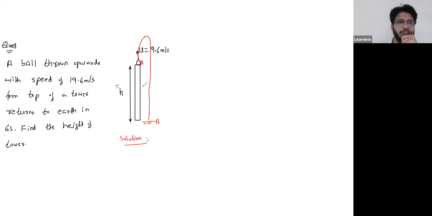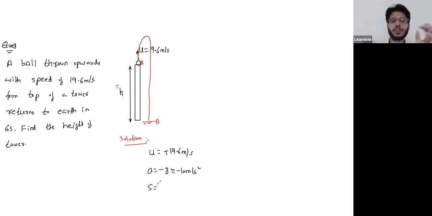So to solve this equation, I need initial velocity, which is very clear, which is 19.6 meter per second. I need acceleration, which is, as in all cases of free fall, always minus g, almost minus 10 meter per second square. Okay, what should be the displacement? I need answer of each one of you. Just report your answer in chat room. What do you think should be displacement? This height is h, and let me call this as h1. What is displacement from A to B?